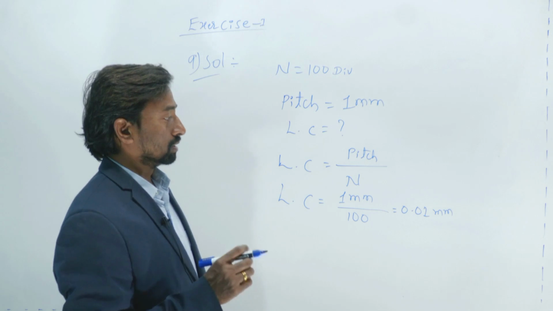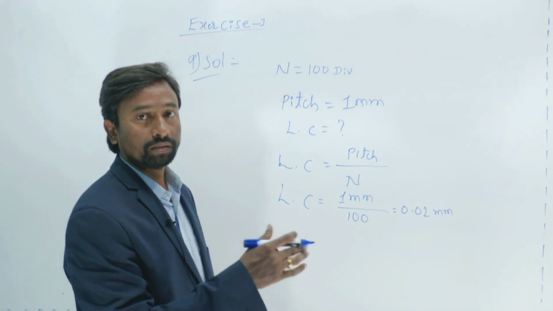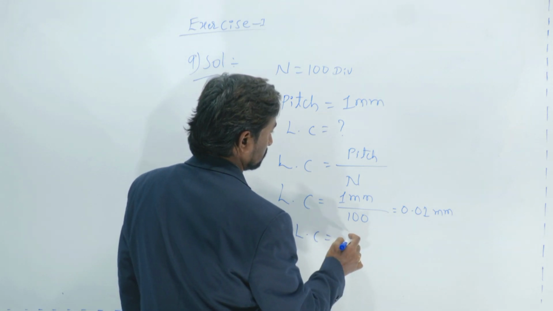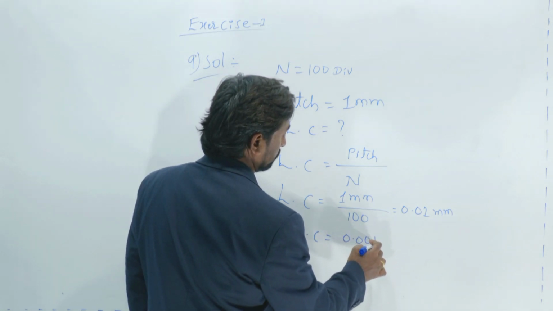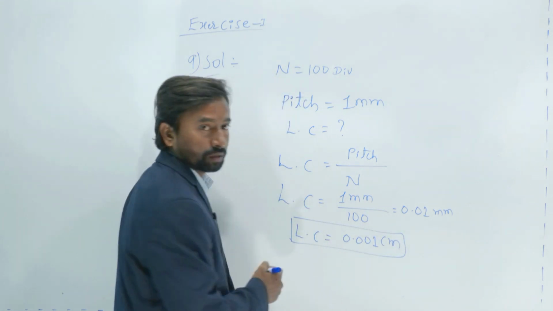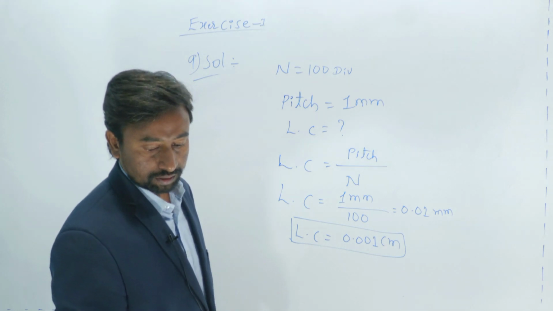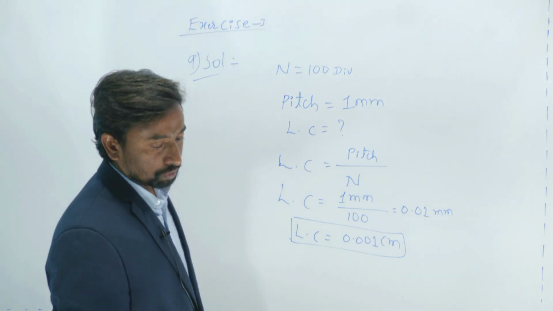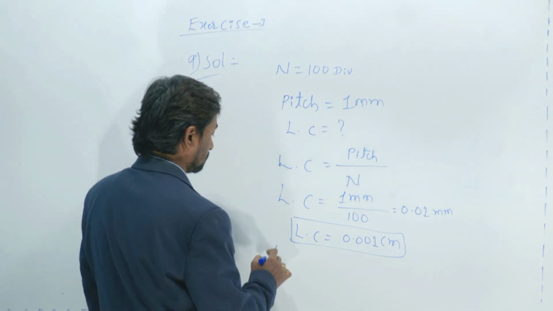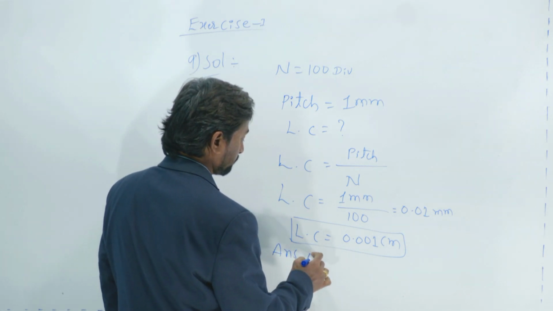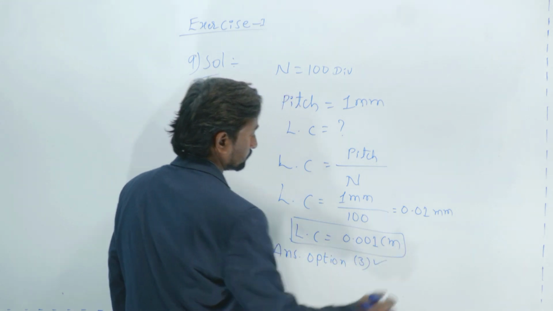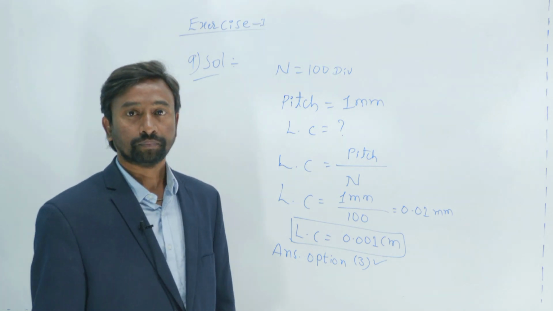If it is in centimeters, 1 centimeter is equal to 10 mm, then 1 mm is equal to 1 by 10 centimeters. So here we get the least count as 0.001 centimeters. In centimeters, that is the answer. All our options are given in centimeters only. Therefore, the correct answer is option 3.